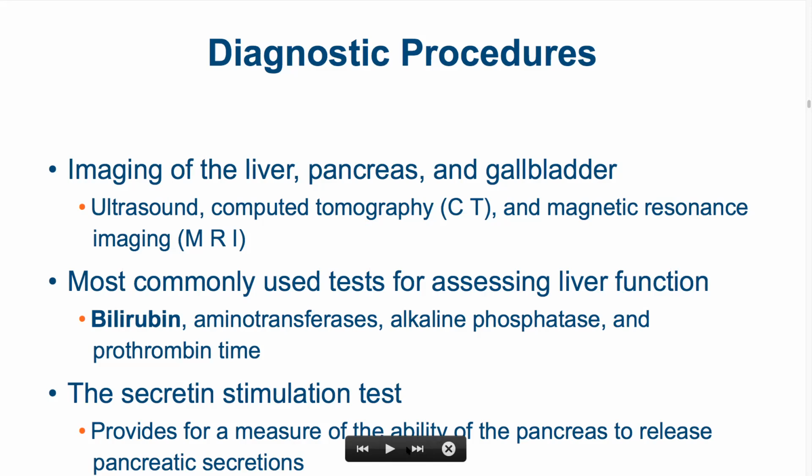The most common tests used are bilirubin, aminotransferase, alkaline phosphatase, and prothrombin time. The secretin stimulation test provides a measure of the ability of the pancreas to release pancreatic secretion in response to secretin.